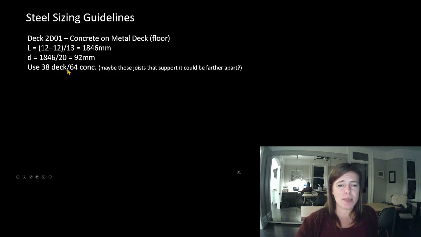Now we know this can span about 2 meters. Maybe they could space those out a little bit. Maybe we could get rid of one of those. Maybe there's other reasons why they have it at that spacing. But we know that what they're showing works with the normal concrete on metal deck.